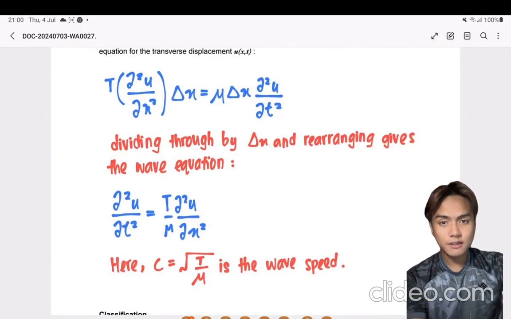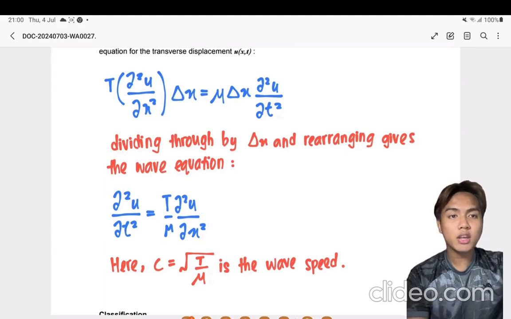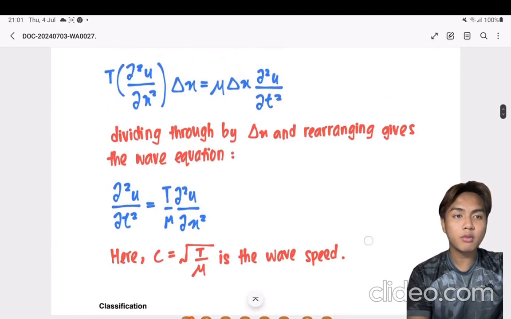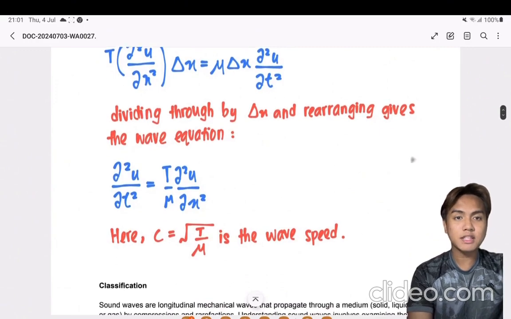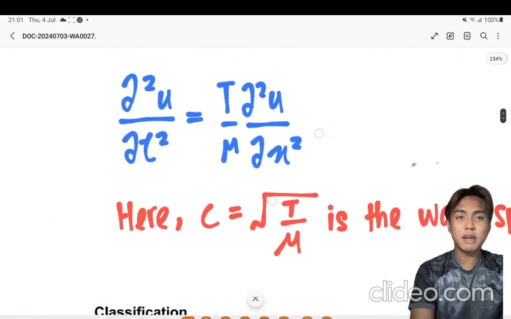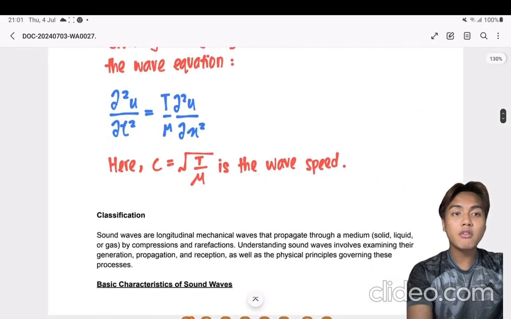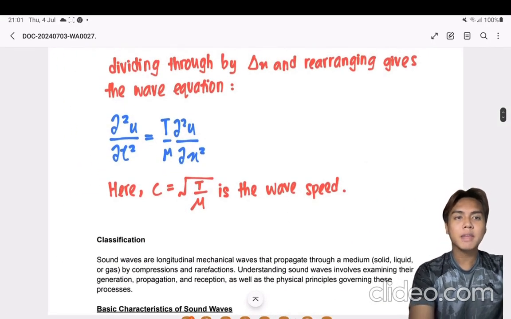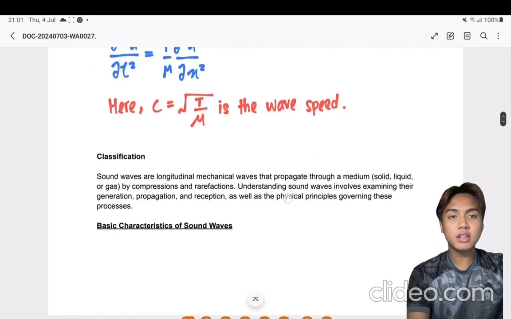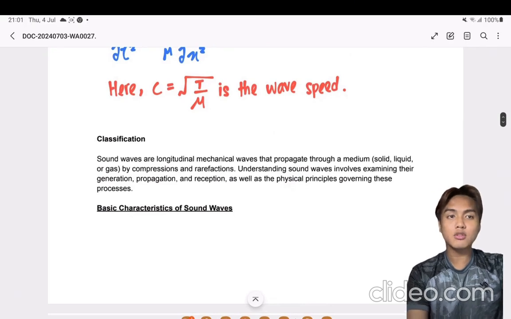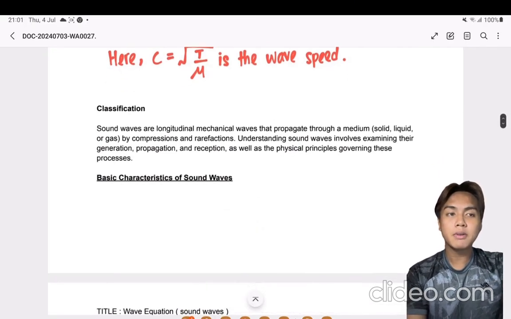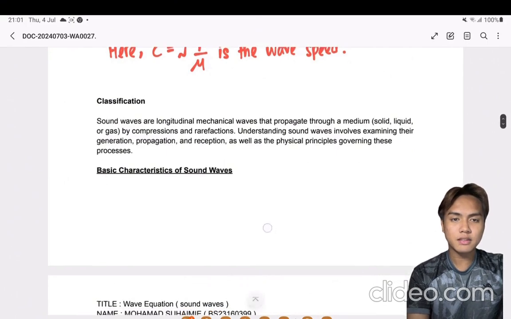And for classification, sound waves are longitudinal mechanical waves that propagate through a medium, which is solid, liquid, or gas, by compression and rarefaction. Understanding sound waves involves examining their generation, propagation, and reception, as well as the physical principles governing this process.